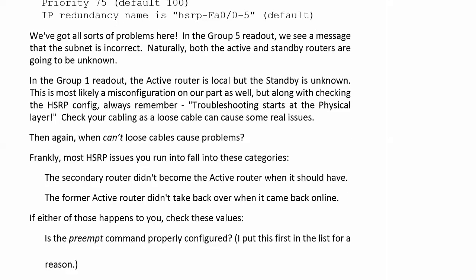Most HSRP issues you run into fall into 2 simple categories. Either the secondary router didn't become the active router when it should have, and I mean the standby router, or the former active router didn't take back over when it came back online. Because that situation could occur. Earlier, when router 3 was the active and we didn't have the preempt statements on any of the standby commands, maybe we wanted router 3 to be the active router. But if it went down, router 2 takes over while router 3 is gone. And then unless we've got preempt on router 3, when it comes back up, it's not going to take back over. Is the preempt command properly configured?